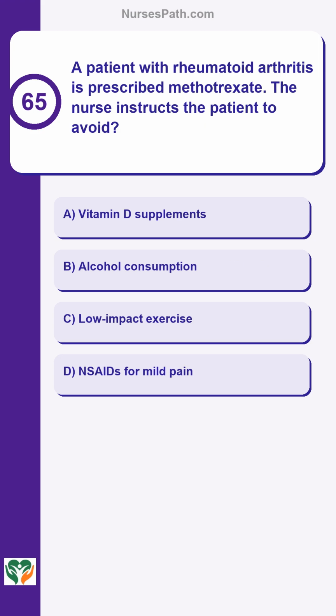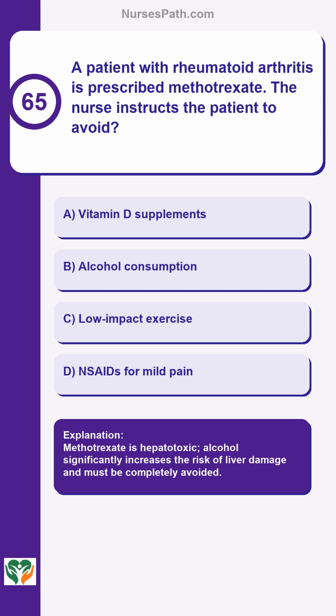Question 65. A patient with rheumatoid arthritis is prescribed methotrexate. The nurse instructs the patient to avoid: vitamin D supplements, alcohol consumption, low-impact exercise, NSAIDs for mild pain. Methotrexate is hepatotoxic. Alcohol significantly increases the risk of liver damage and must be completely avoided.